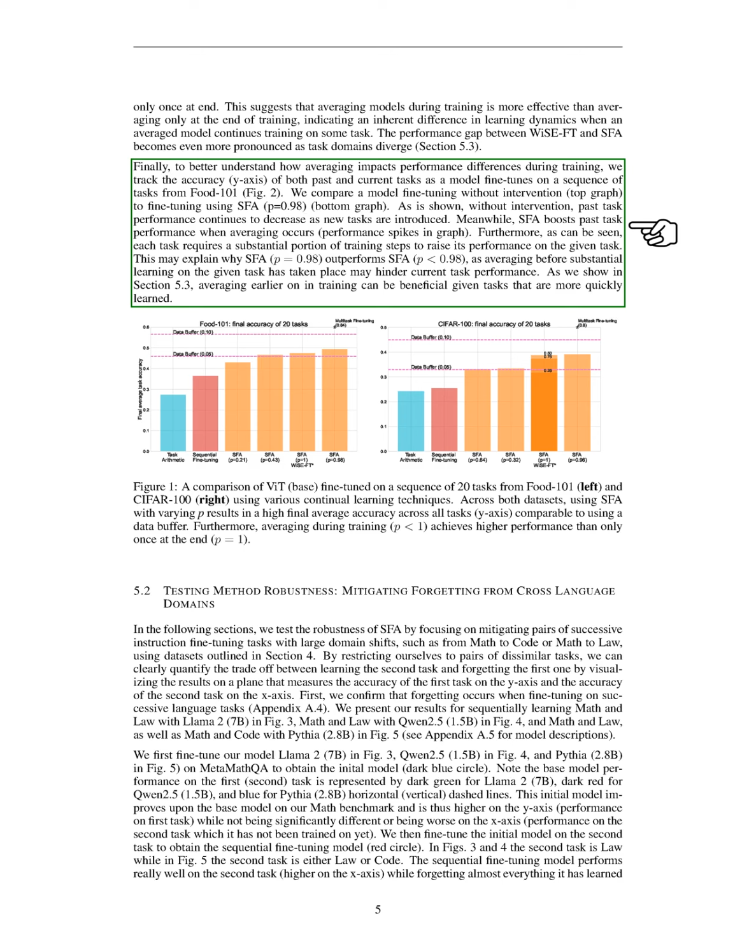Finally, we analyze how averaging affects performance during training by tracking accuracy across tasks. We compare models fine-tuning without intervention to those using SFA. Our findings reveal that SFA helps maintain past task performance while introducing new tasks, highlighting the benefits of our approach in continual learning settings.